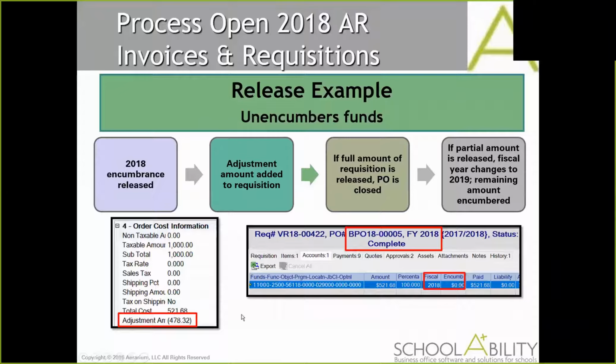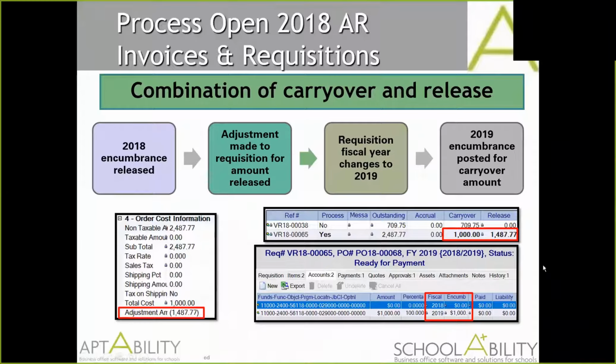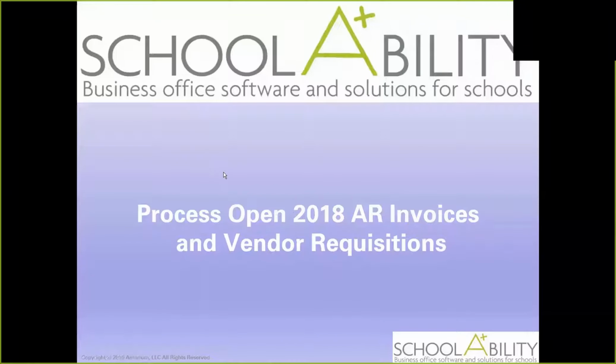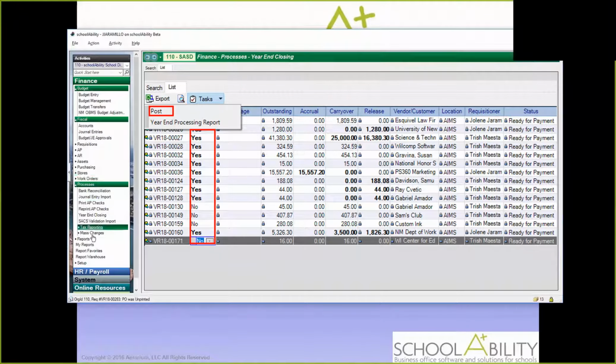that encumbrance. So that release is going to show up in the adjustment amount field within the requisition on the first tab. And then this is an example of a combination of carryover and release. So it released $1,487, so that's the adjustment. And then in the new year, only $1,000 is being carried over of the fiscal year rollover, which within this section here, when you take action, you mark as yes. That's the process where it's actually rolling over that particular requisition.